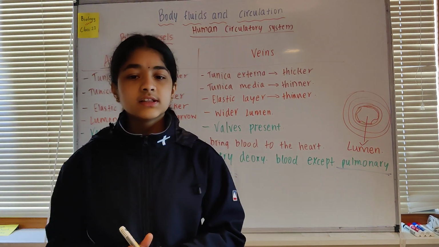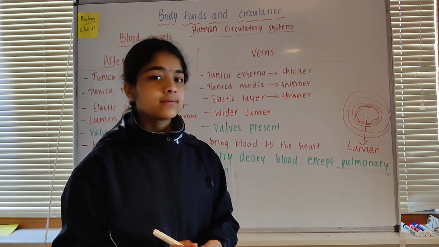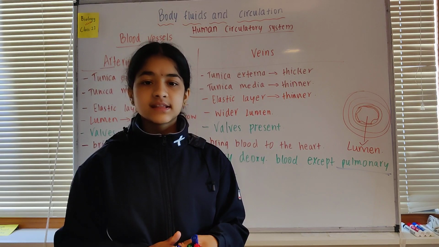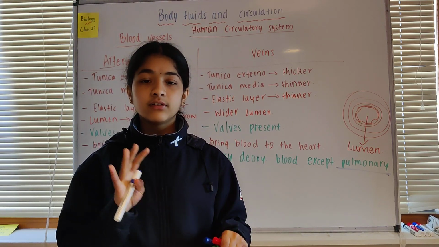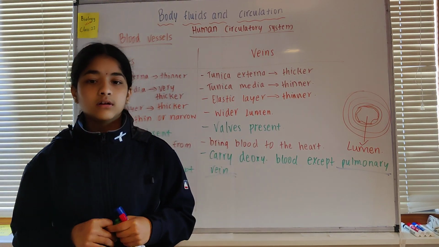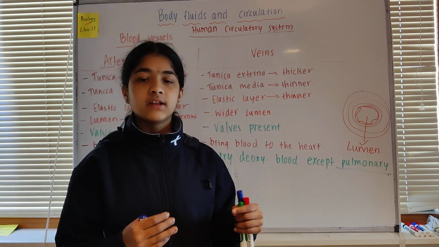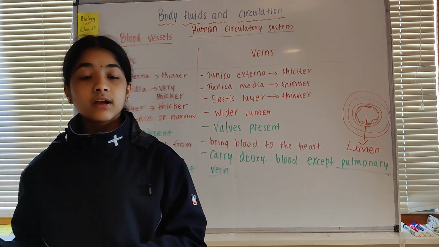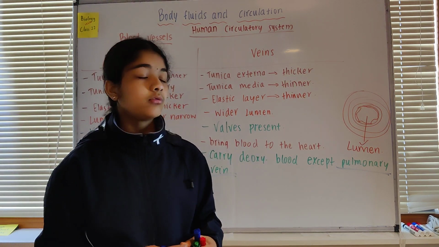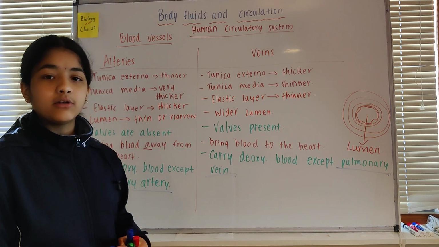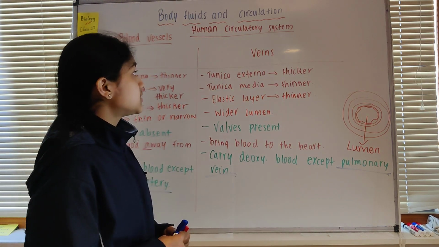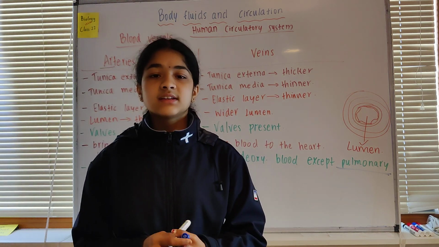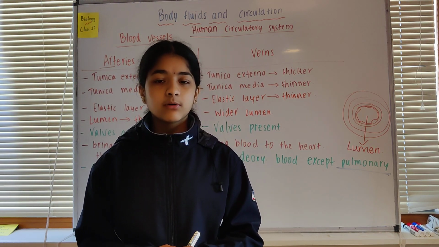So in this video we discussed the blood vessels. We have learned about arteries and veins. There are also capillaries, whose function is to connect different blood vessels. We have learned about the histology: tunica externa, also known as tunica adventitia, tunica media, and tunica interna, which has the elastic layer and endothelium. We discussed some of the differences between arteries and veins. So in this video we discussed the human circulatory system and learned about the blood vessels.